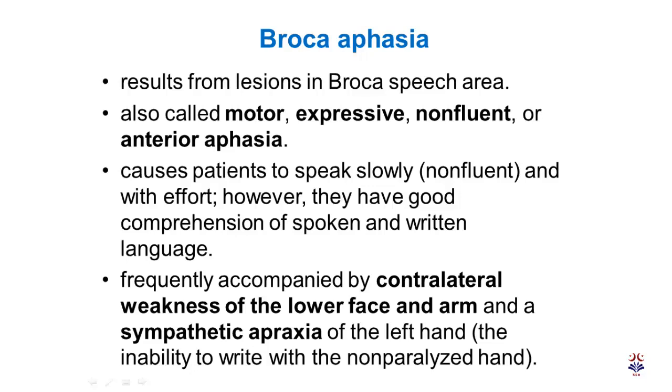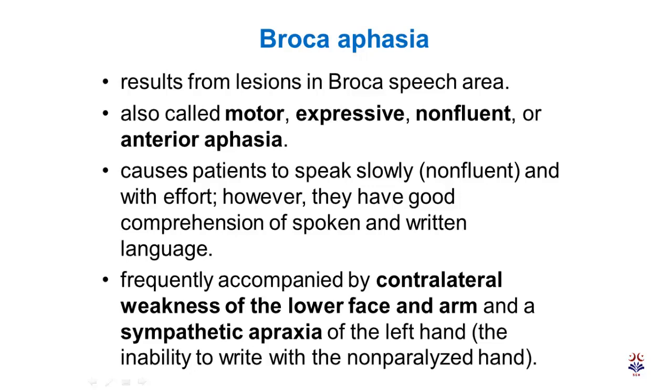Now here is the applied anatomy. Broca aphasia. Broca aphasia results when there is a lesion in the Broca speech area, and the other names of this Broca aphasia are motor aphasia, expressive aphasia, non-fluent, or anterior aphasia. In this case, the patient presents with problems to speak. He speaks slowly, non-fluent, and with effort. However, they have good comprehension of spoken and written language.